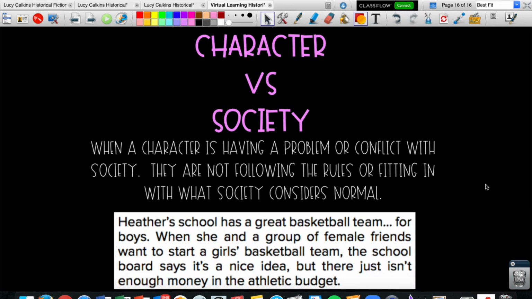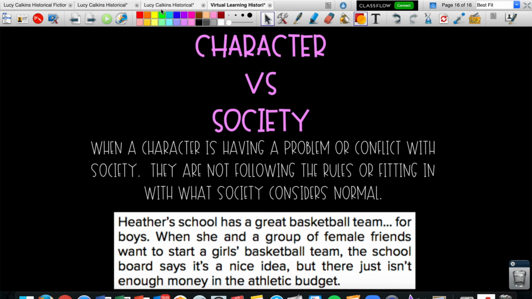Here's an example. Heather's school has a great basketball team for boys. When she and a group of female friends want to start a girls' basketball team, the school board says it's a nice idea, but there just isn't enough money in the athletic budget. Meaning, Heather wants to start a girls' basketball team, but there's a problem because they don't have the money. So it's a problem against her and what the school board says. That is society, what is happening in her world.